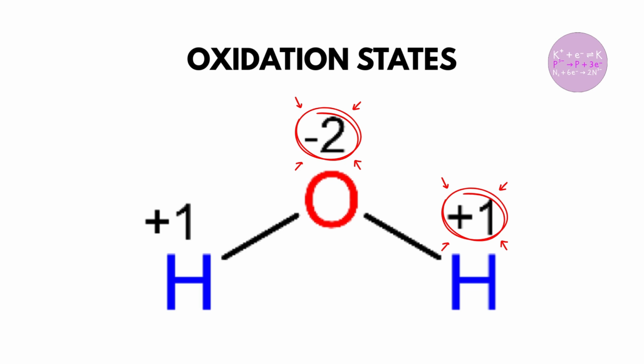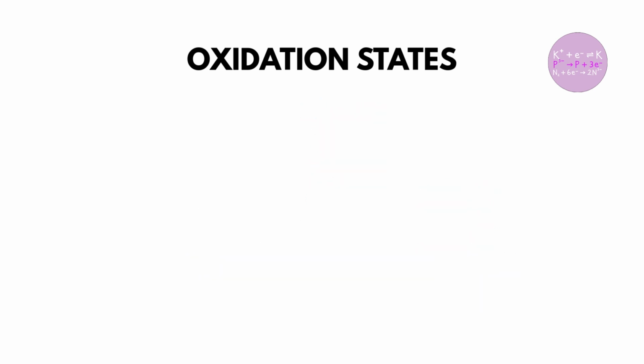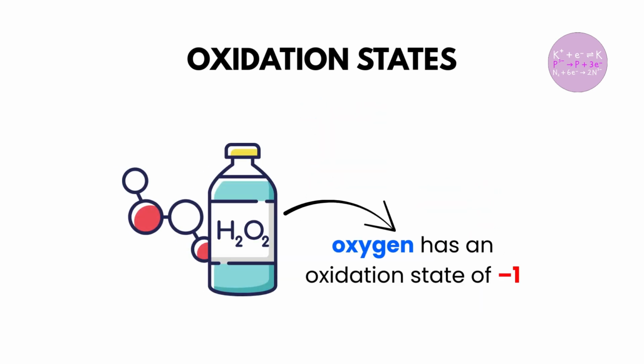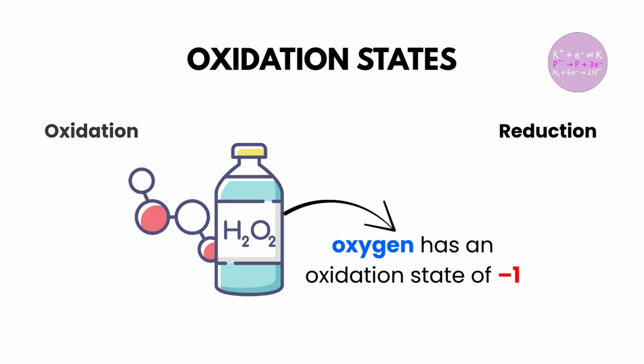But be careful, there are exceptions. For example, in peroxides, oxygen has an oxidation state of -1. These rules are tested heavily on the MCAT, especially when you need to decide whether oxidation or reduction has occurred.